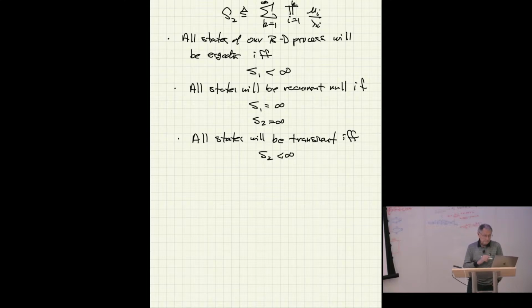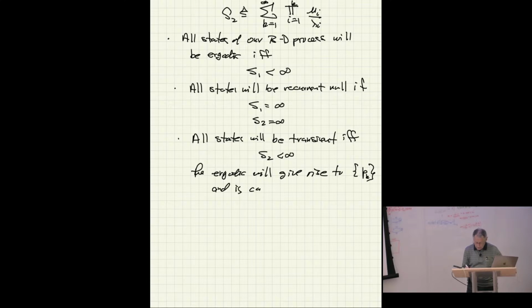Now, let's talk about that a little more carefully. The ergodic case will give rise to a set of probabilities, P sub k, that we're looking for. That's the whole point, and that's the case of interest to us.